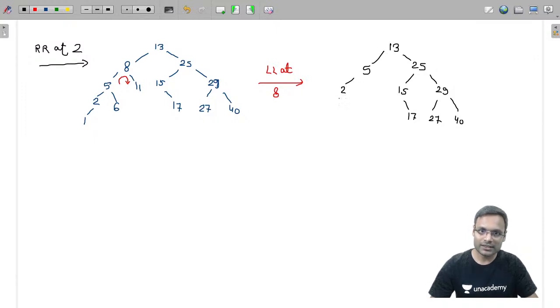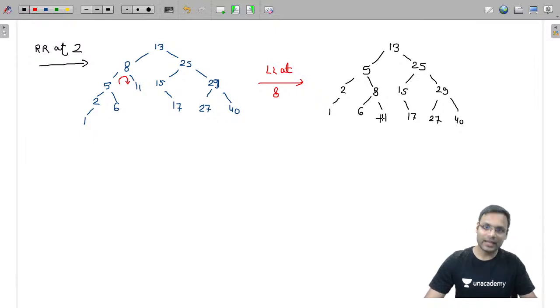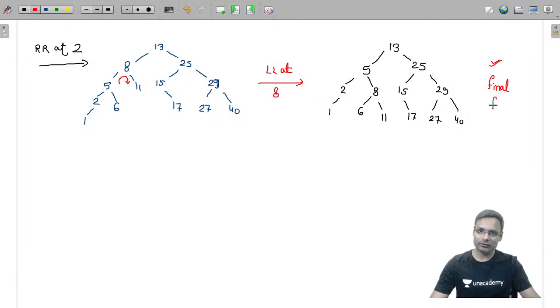Its left is as it is. Right of 5 is 8. 8 ka 5 as it is 11. And the right of 5 will become left of 8. Is the tree balanced? Yes, this is my final answer. Final tree after entire insertion.